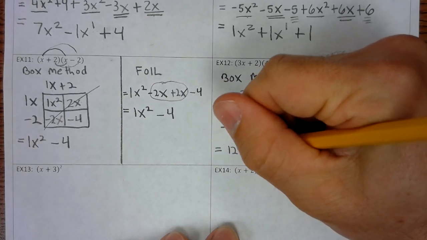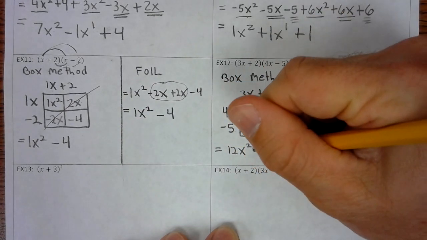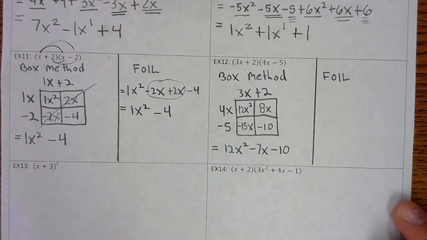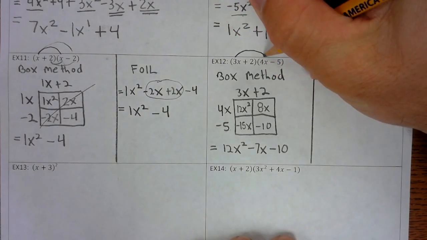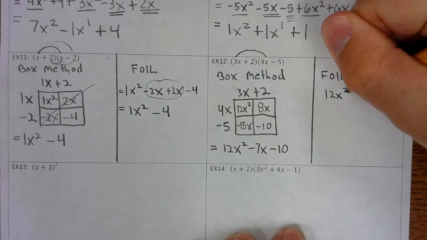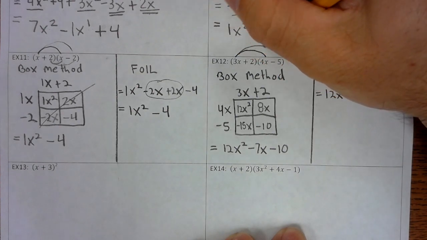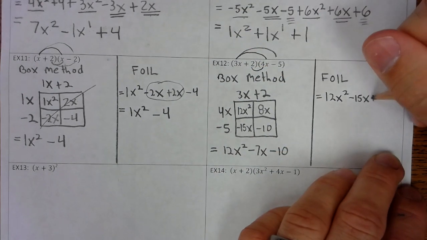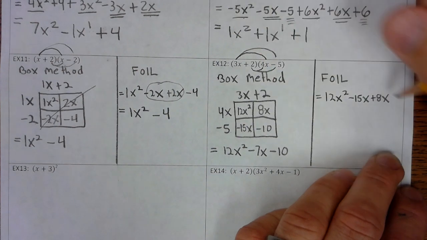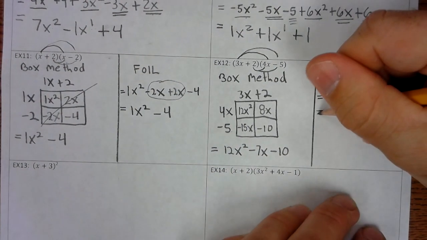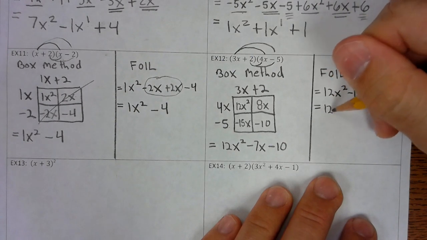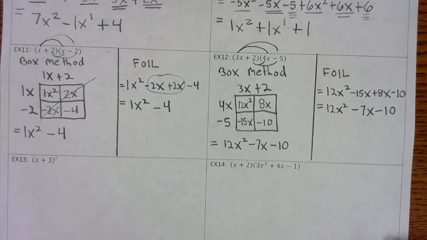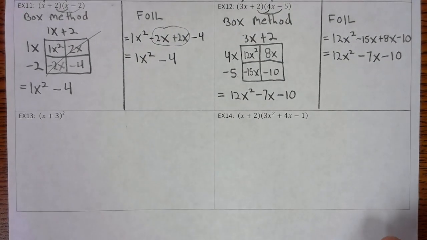So then you have 12x squared, negative 15x and 8x is minus 7x, minus 10. Now to FOIL, 3x times 4x is 12x squared. 3x times negative 5 is negative 15x. 2 times 4 is 8x. And then 2 times negative 5 is negative 10. So then 12x squared minus 7x minus 10.